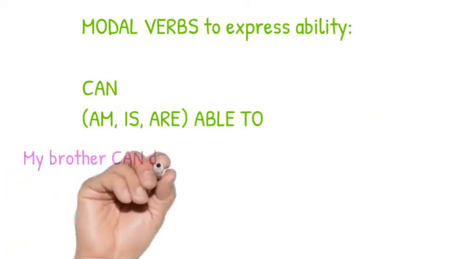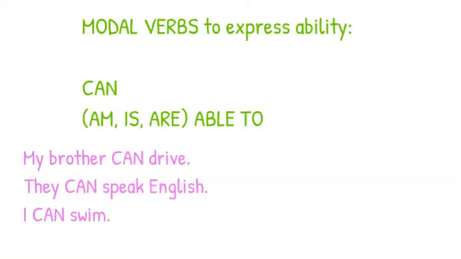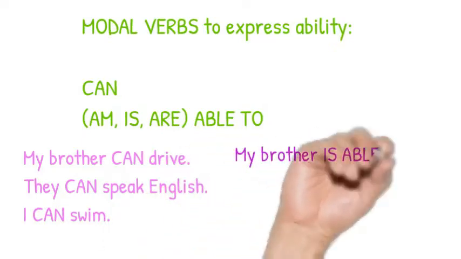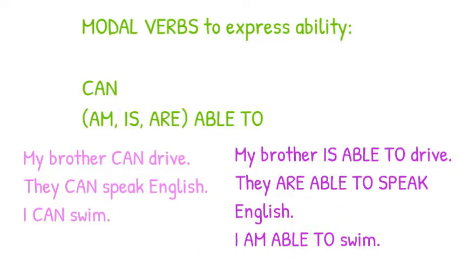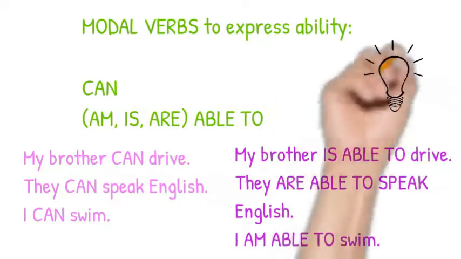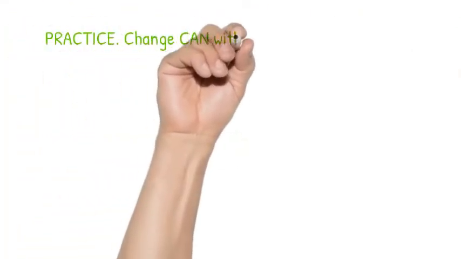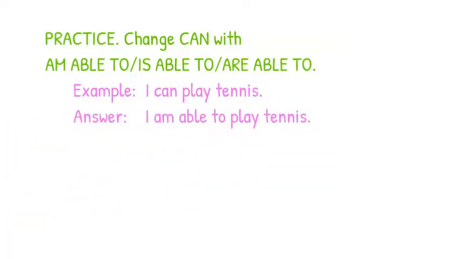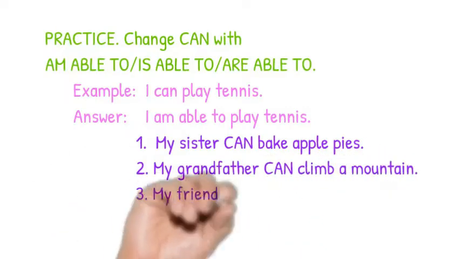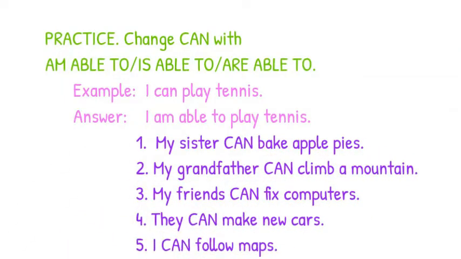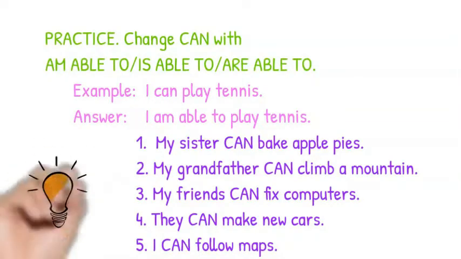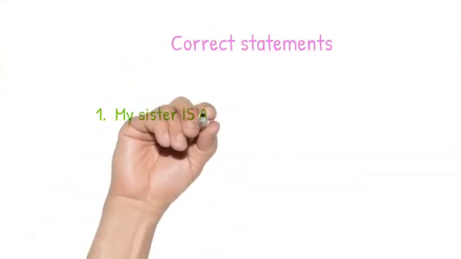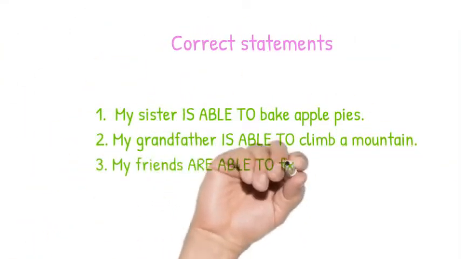These are the modal verbs to express ability. Can, able to, with forms of the verb be. Look at the examples. Using can to express ability is correct. But in this exercise, you replace can with am able to, is able to, are able to. Here are the correct statements.